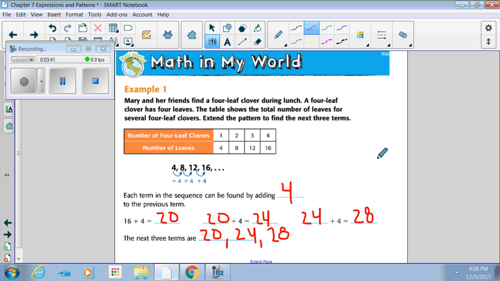So, your terms are each number. Your sequence is the list of numbers. The most important rule today in patterns is making sure that the rule applies to every single term. Now you may come across them where you have 2 patterns or 2 rules to figure out. So let's go ahead and keep on moving.